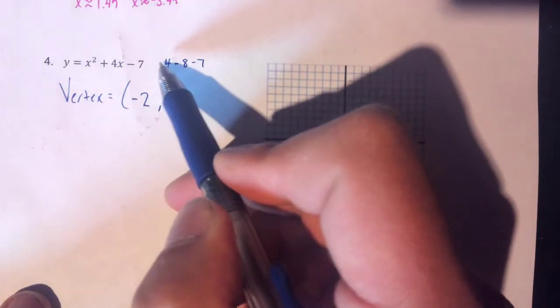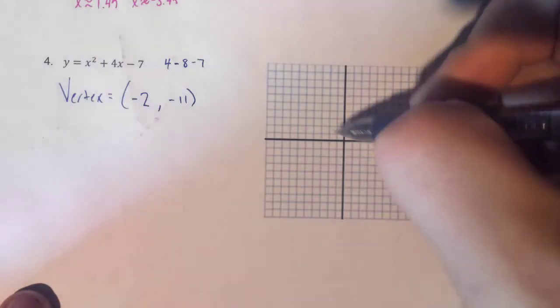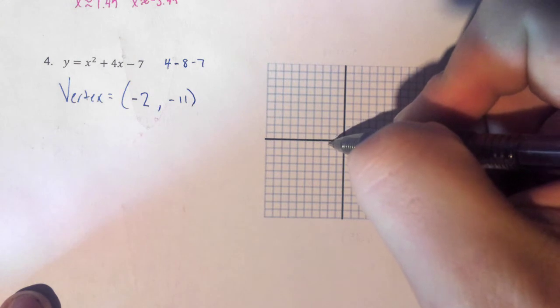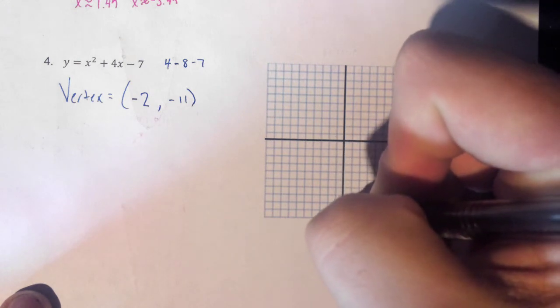If you plug that in, negative 2 squared is 4. 4 times negative 2 is negative 8, and then minus 7 more. So that's negative 15. 4 minus 15, negative 11. So my vertex is negative 2, negative 11.